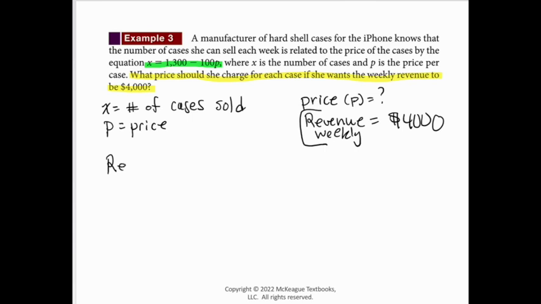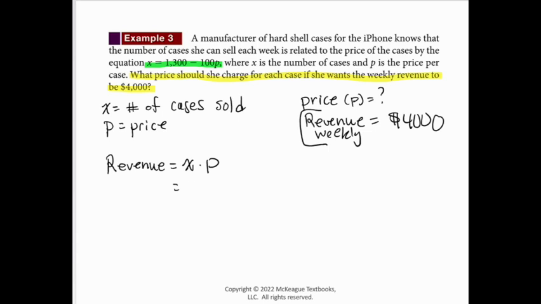Now, we know that the formula for the revenue is we take the number of items sold times the price. So we have X times P. X is the number of cases sold, and that is given to us in the question.